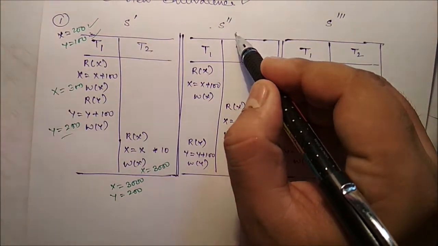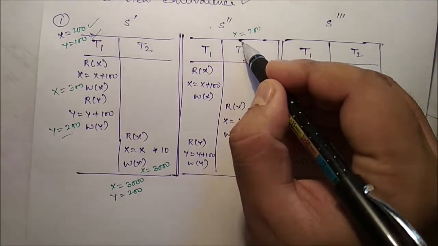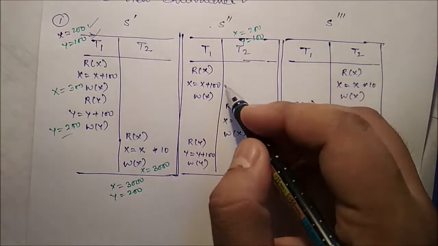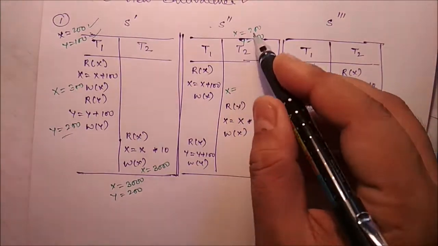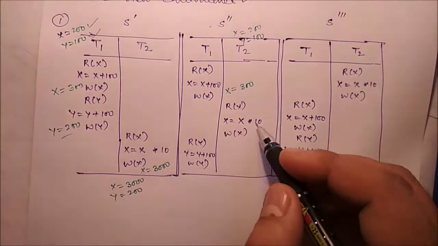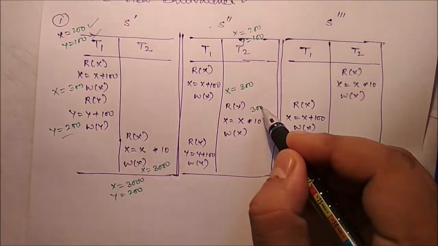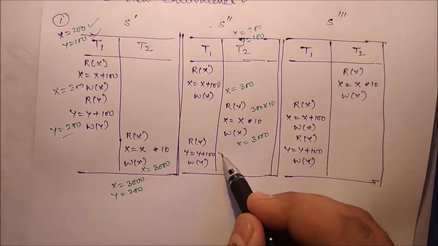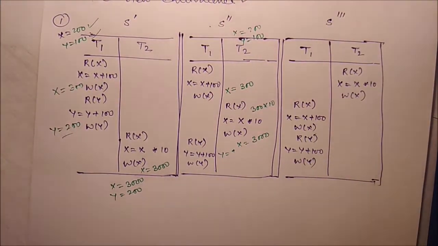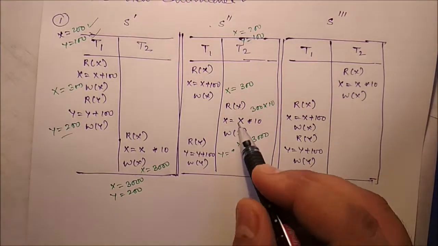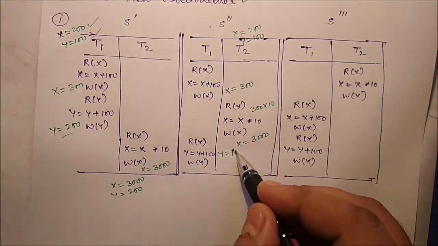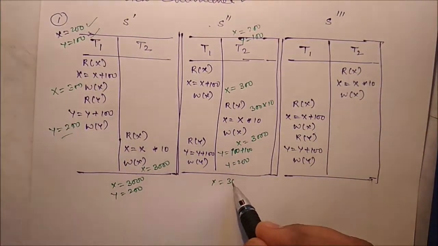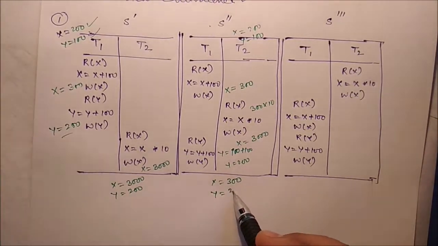Now we can see this particular schedule, S double dash. Here also the initial value of X is 200 and the initial value of Y is 100. Then Rx, X equals X plus 100, Wx. So what is the present value of X? It is 200 plus 100, it is 300. And then X into 10, so 300 into 10. The value of X should be 3000, and Y is initially 100. So 100 plus 100, Y should be 200. So the final value of X is 3000, and the final value of Y is 200.